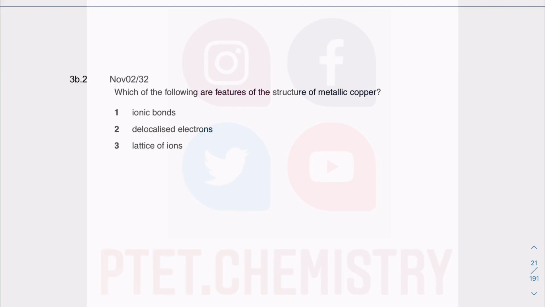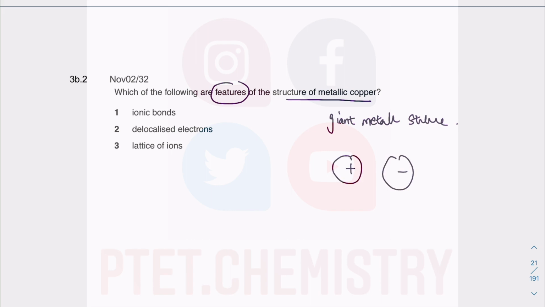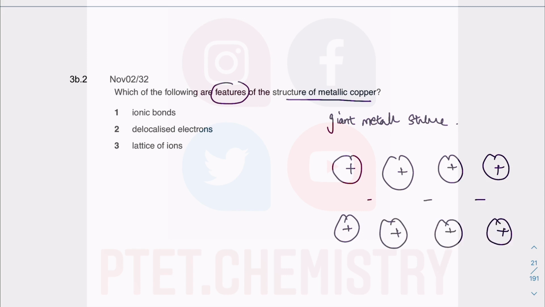In this next question, it's saying which of the following are features of the structure of metallic copper. We are talking about giant metallic structure. Okay, so there's the giant metallic lattice structure. So we would have the cation, the copper cation, they are all the same size. You only get the cation as a result of you delocalizing the outer shell electrons. These are actually electrons, they are not anions, because metals are elements. Metals are elements. Cation and anion will give you a compound.